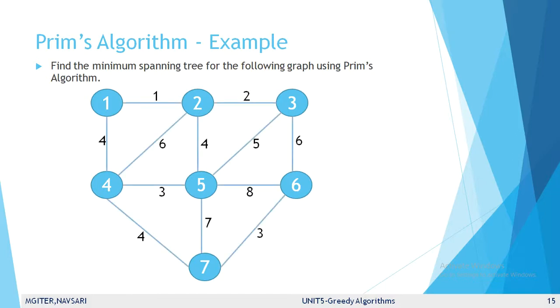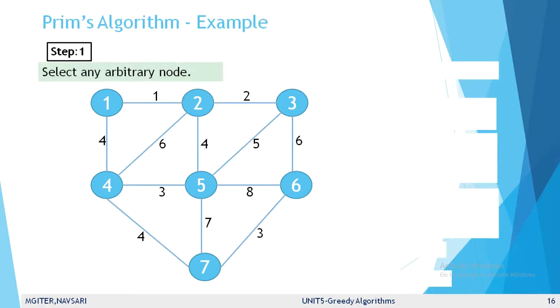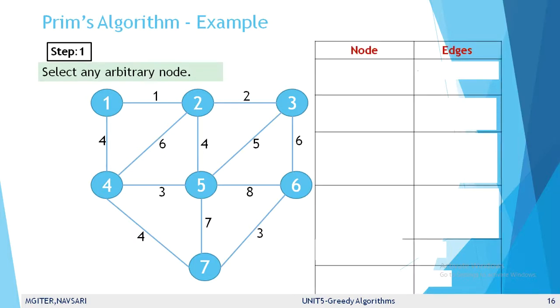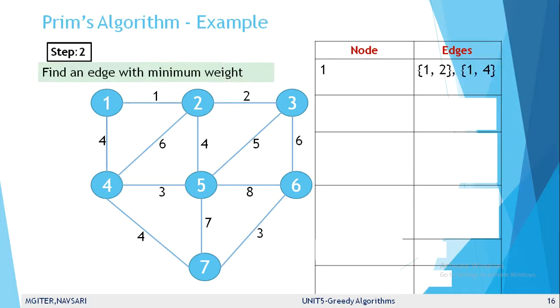Here the graph is given as a weighted, connected, undirected graph. Now we select an arbitrary root. First of all we select the arbitrary node 1, and node 1 forms the edges 1 to 2 and 1 to 4, and then we find the edge with minimum weight. Here the two edges connected with vertex 1 are 1 to 2 and 1 to 4, but we select the edge with the minimum weight. So edge 1 to 2 contains the minimum weight 1. So we select the edge 1 to 2.